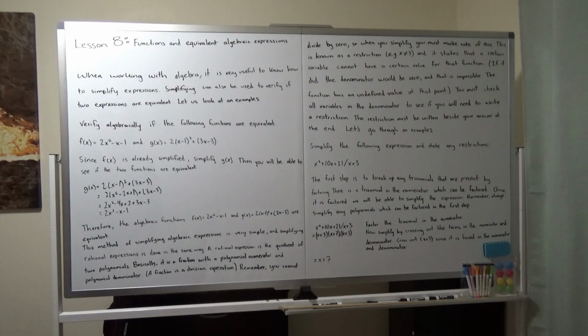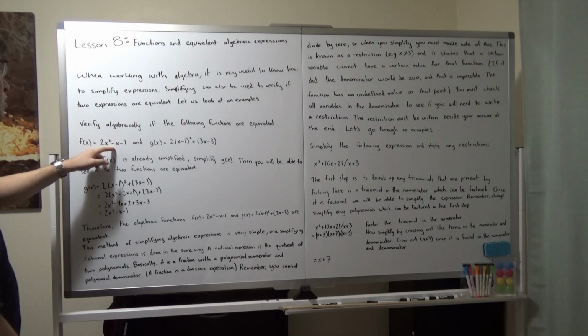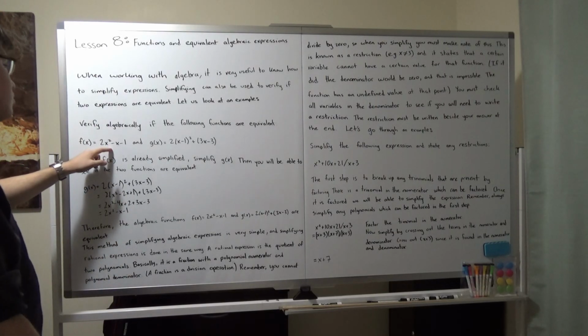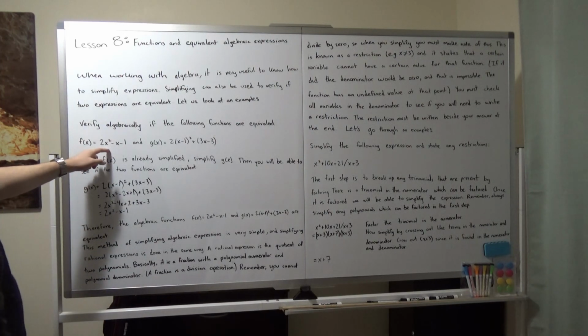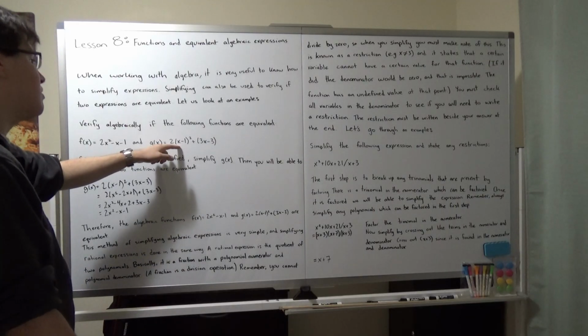Verify algebraically if the following functions are equivalent. f of x equals 2x squared minus x minus 1, and g of x equals 2 times (x minus 1) squared plus 3x minus 3. Since f of x is already simplified, we simplify g of x. We can't simplify this trinomial anymore, but we can simplify the other part by squaring it and simplifying.